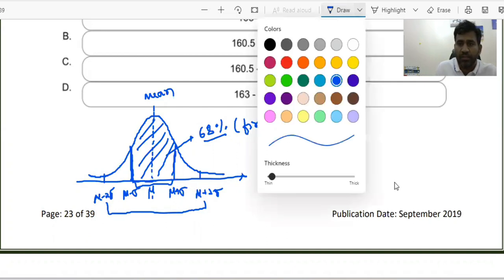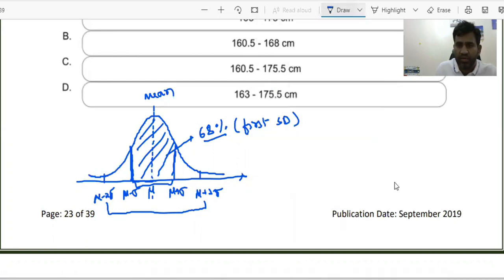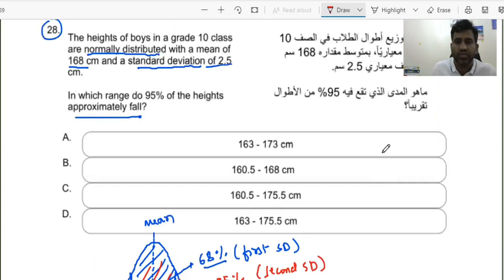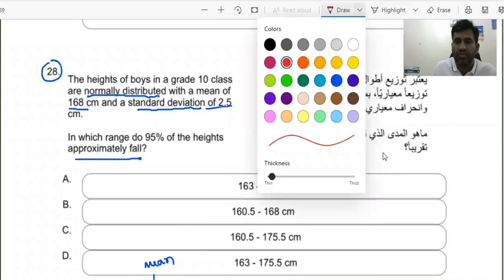If I'm talking about apart from this, including that 68, all of this corresponds to approximately 95% of the students belonging to this window. So this is called the second standard deviation. This is how they increase: first standard deviation, second standard deviation, and then third standard deviation and so on. So how do I make use of this? They have given us the standard deviation, and they have also given us the normal distribution. So how do I make use of that?